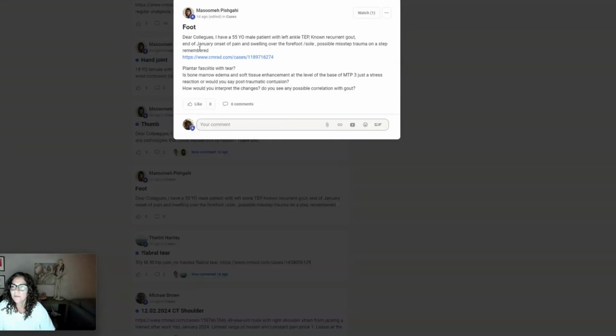Great case. So this is a 55-year-old with left ankle, known recurrent gout, had end of January onset of pain, swelling over the forefoot and sole, possible misstep trauma. The question is plantar fasciitis with a tear. What's going on at the base of the third metatarsal? Is this a stress reaction or post-traumatic contusion? And how to interpret these changes? Is there a possibility for gout?